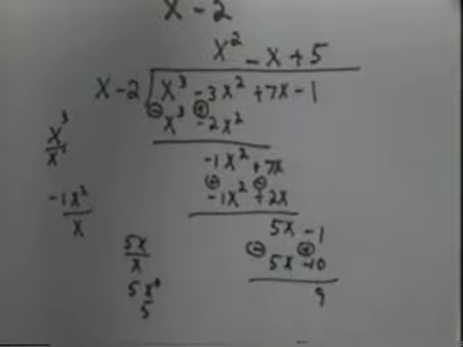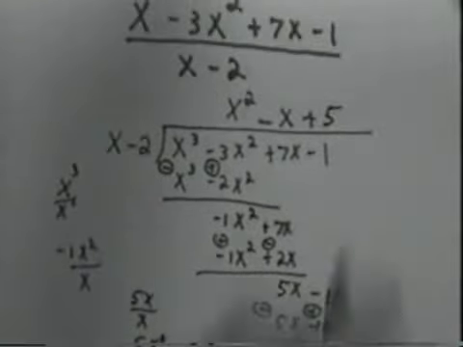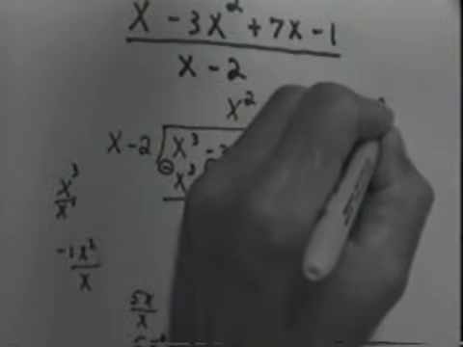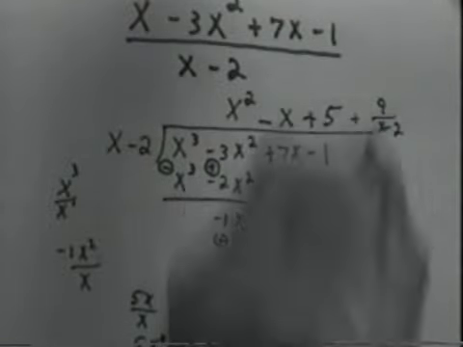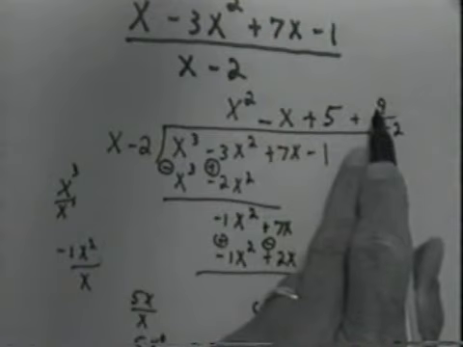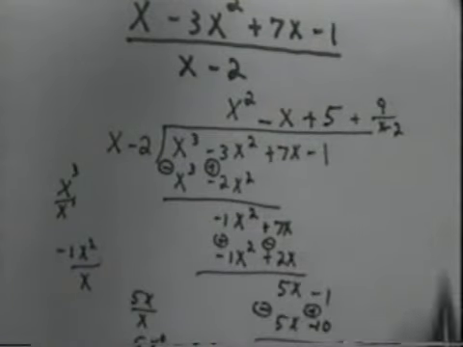So I write my remainder now as 9 over x minus 2. So it'll be plus 9 over x minus 2. Be sure to put in the plus, then it's the remainder over the divisor. So notice you just do the sequence over and over again.